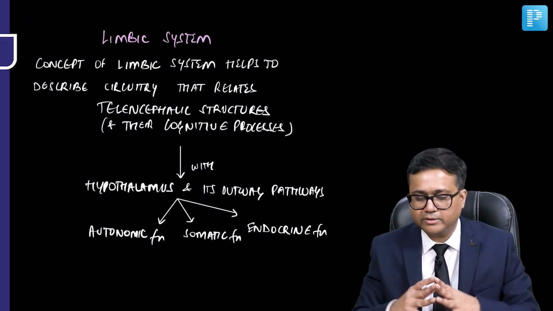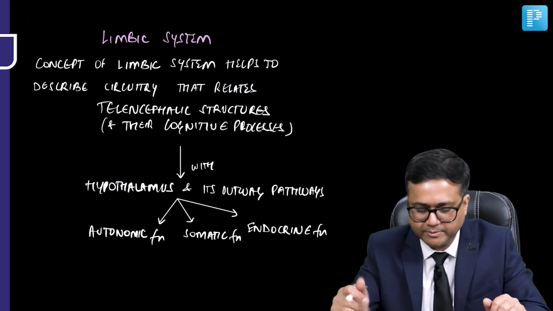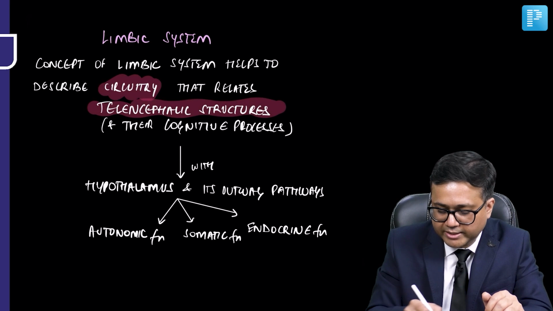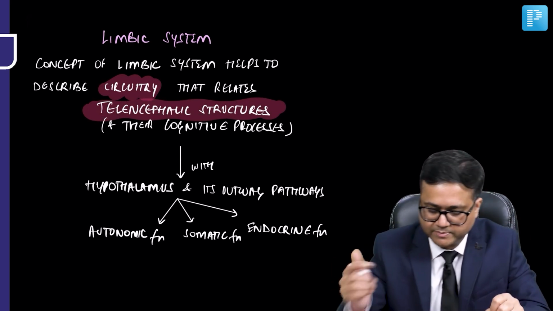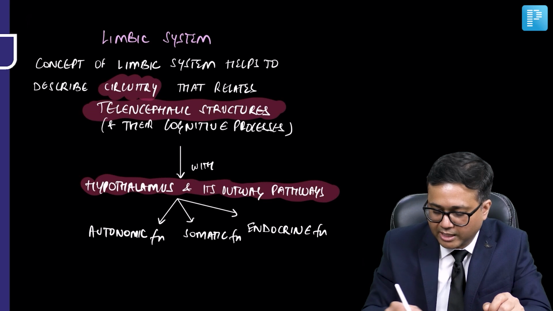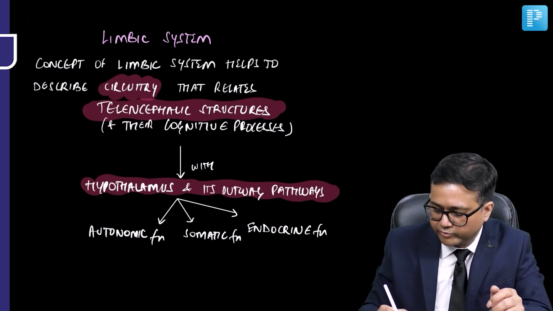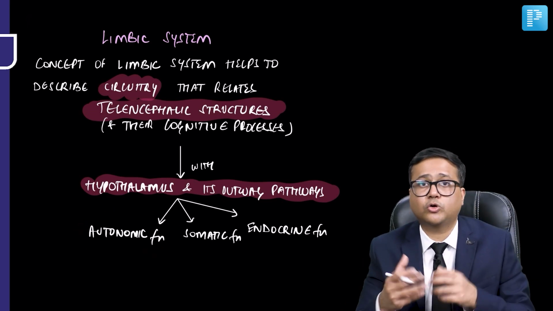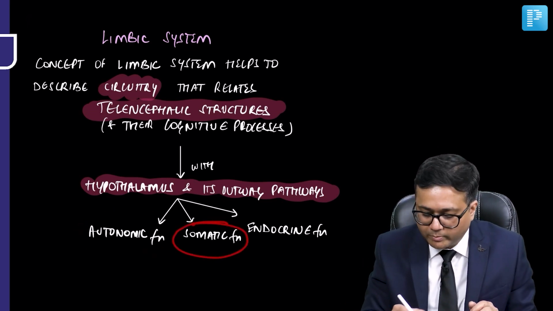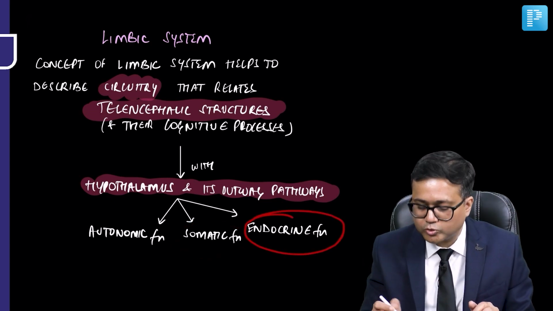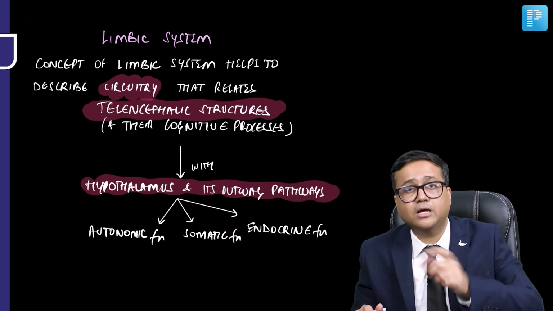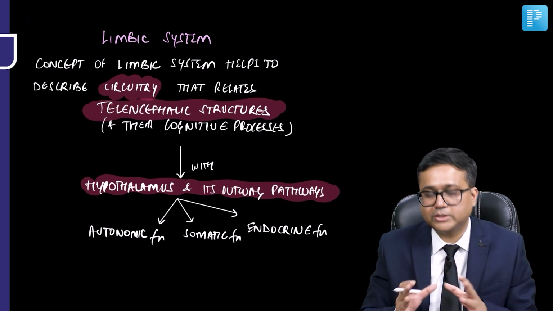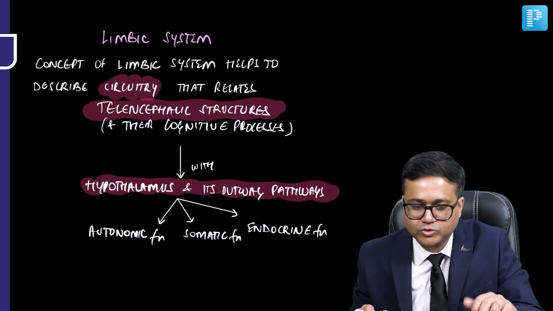In fact, we can discuss this concept of the limbic system, which helps us describe a circuit that relates telencephalic structures and their cognitive processes with the hypothalamus and its outflow pathway. Ultimately, we know that the hypothalamus is associated with various functions: autonomic functions, somatic functions, and endocrine functions, as it has a close association with the pituitary gland. So ultimately we can say that a lot of these functions are managed by or associated with the limbic system.